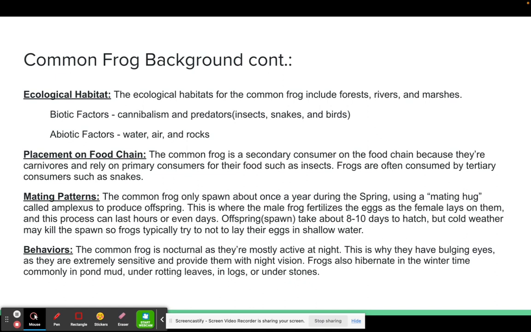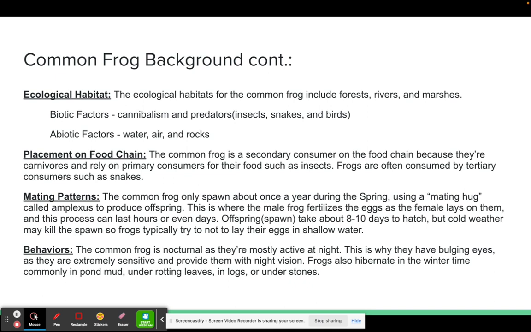The frog is a secondary consumer on the food chain as they're carnivores and rely on insects, which are primary consumers for their food. And frogs are often consumed by tertiary consumers like snakes. The common frog only spawns about once a year during the spring using a special technique which is like a mating hug called amplexus to produce offspring.